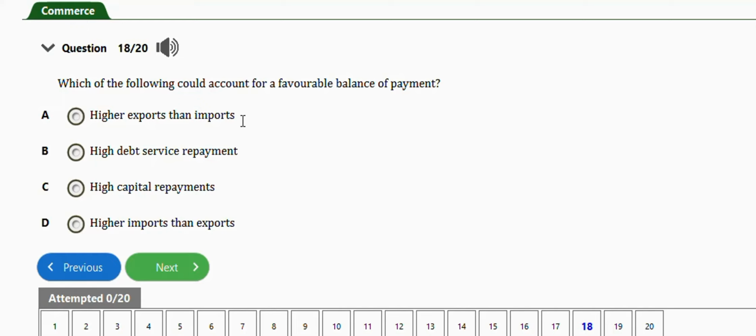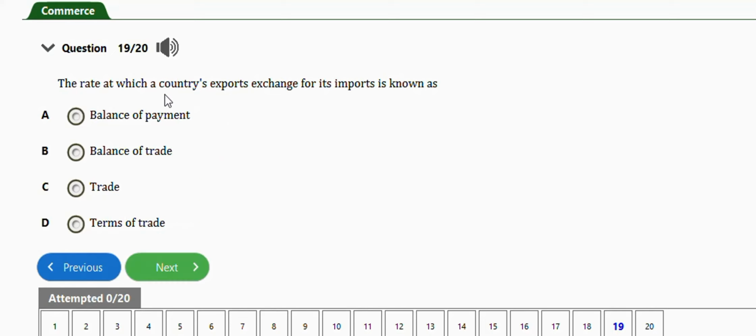Next question, which of the following could account for favorable balance of payment? Okay, so the right answer is option A, favorable, higher exports than imports. Okay, next question says the rate at which a country's export exchange for its imports, and the right answer is option D, terms of trade. Always be able to differentiate when the question has terms of trade as the correct answer and when it has balance of trade as the right answer.